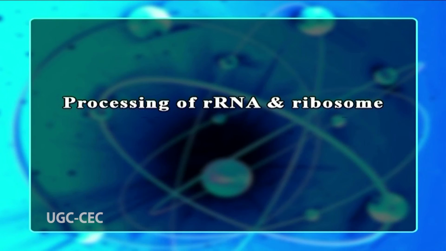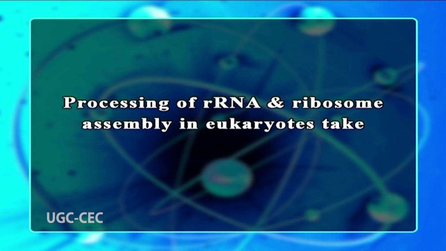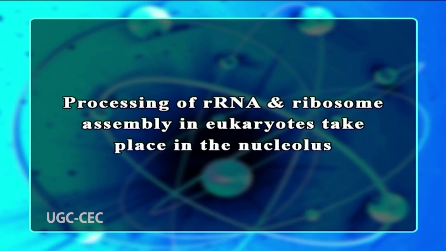The processing of rRNA and the ribosomal assembly in eukaryotes takes place in the nucleolus. With this, I conclude my topic.